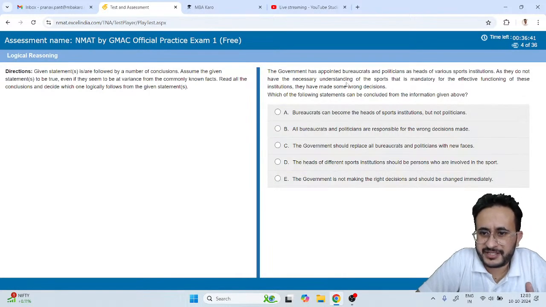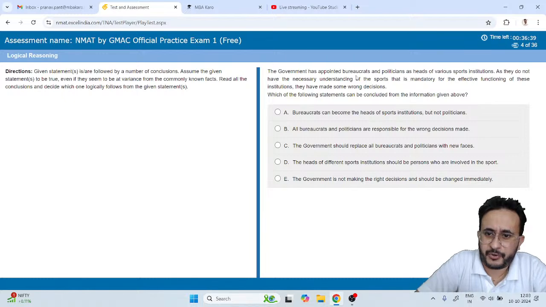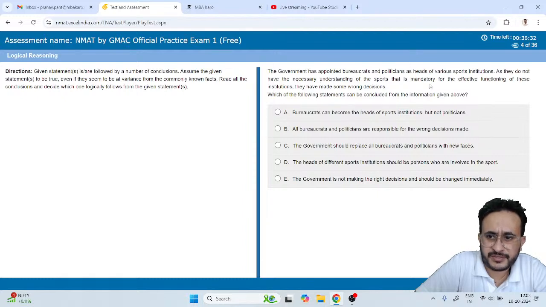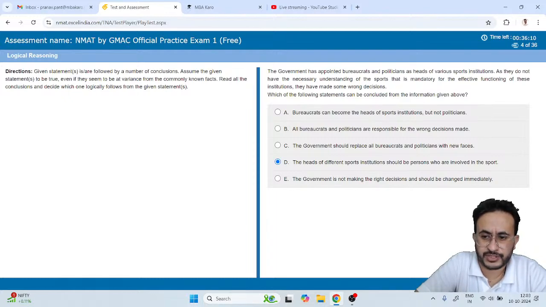So, all critical reasoning, four questions. The government has appointed bureaucrats and politicians as heads of different sports institutions, as they do not have the necessary understanding of the sports that is mandatory. They have made wrong decisions. Okay, concluded. This is what makes the conclusion, that they should have been involved in the sports.